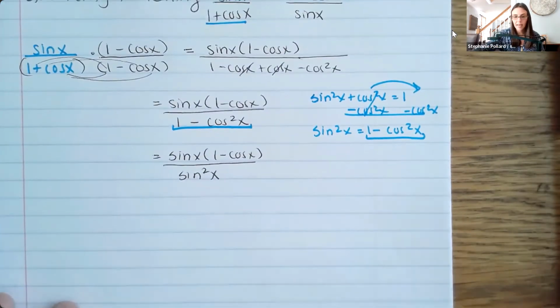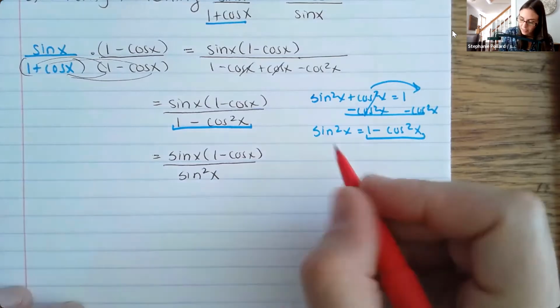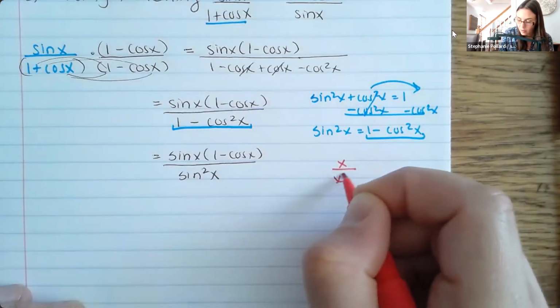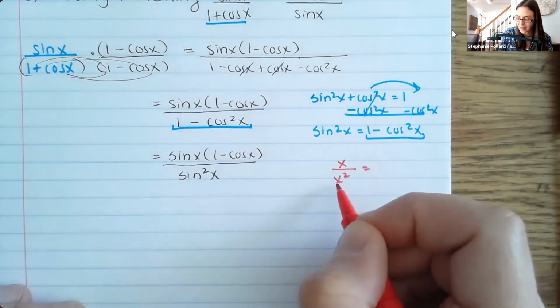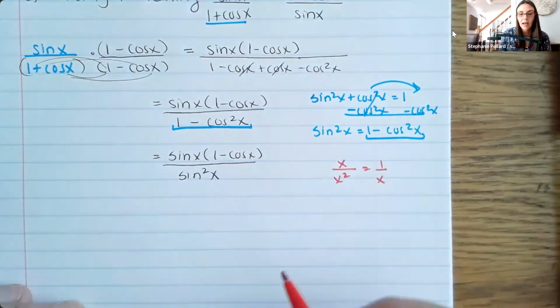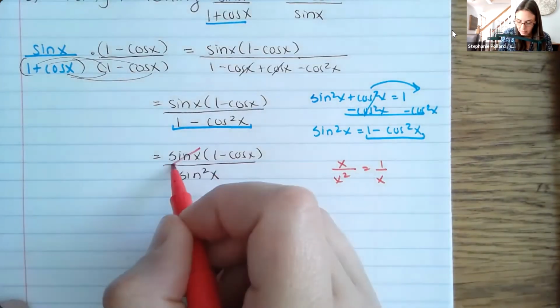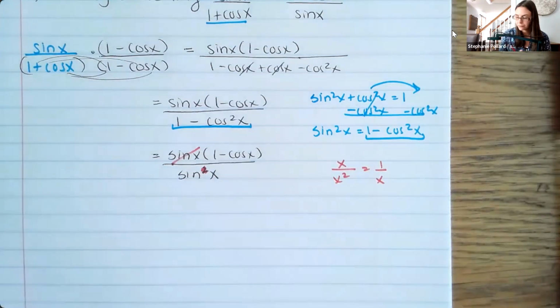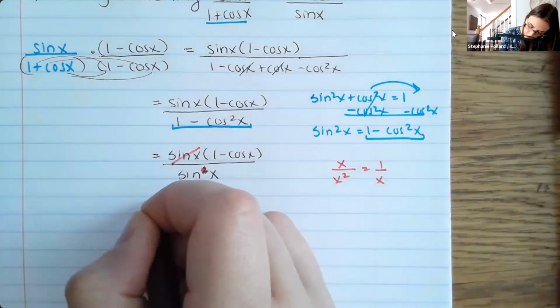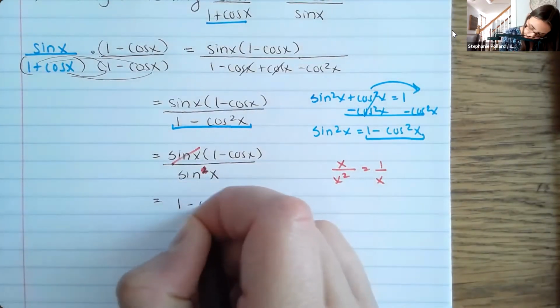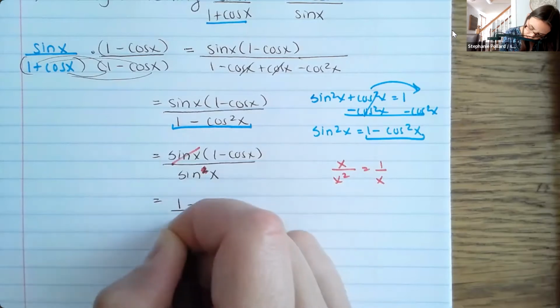Now, I also noticed that I can cancel one of the sines out. So think about it, right? If you had something like x over x squared, you could cancel out one of the x's, and I'd have 1 over x left. You can do the same thing here. We can cancel out one of the sines, and then here, this would just be sine. So this becomes 1 minus cosine x over sine x.